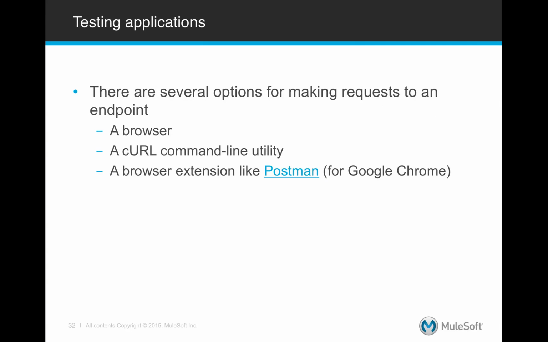There are several options for making requests to an endpoint. Assuming that it's based on HTTP, that endpoint could be hit with any old web browser, a curl command line utility, or a browser extension such as Postman for Google Chrome. In fact, we'd recommend having a tool like Postman around for when we get into our more API-oriented pieces.